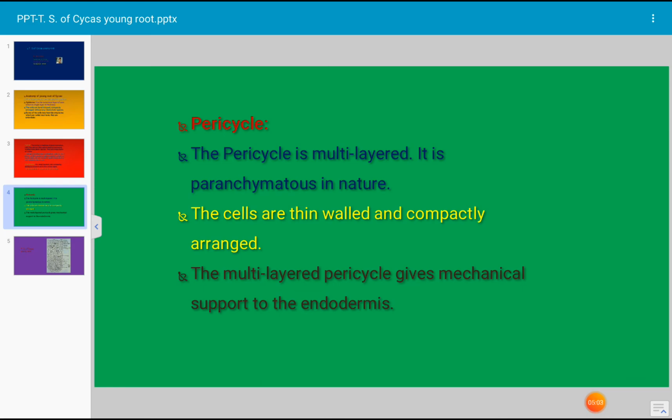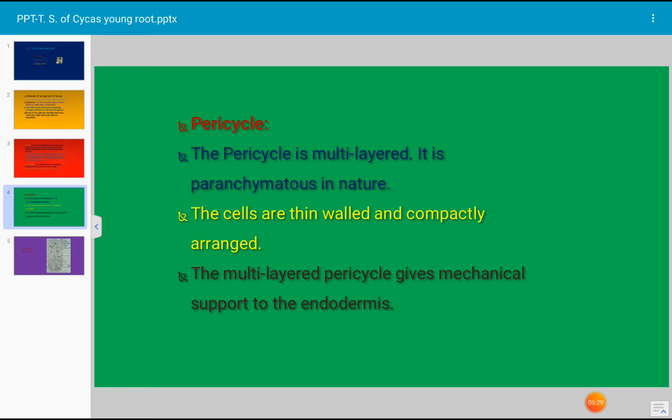The stele is protostele. Okay. The stele is protostele. There are two protoxylem groups and thus condition is diarch type. This is the description of transverse section of Cycas root or anatomy of young Cycas root.